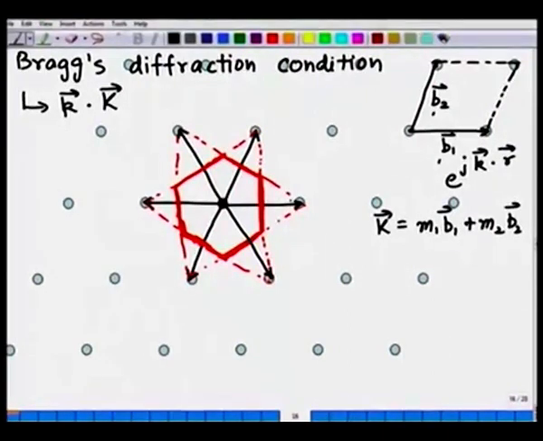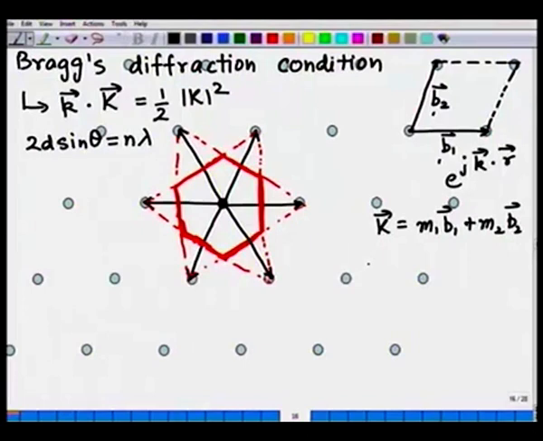all these vectors, the black lines I have shown you, are essentially capital K vectors, and they use some integer values of m1 and m2 to reach other lattice points. So, the condition is small k dot capital K is equal to half K squared. Half K squared is what it is equal to, and I am saying this is the Bragg diffraction condition, which is equivalent to saying 2d sin theta equal to n lambda. I will show you that in a minute, but this is equivalent. I will show you that they are equivalent.